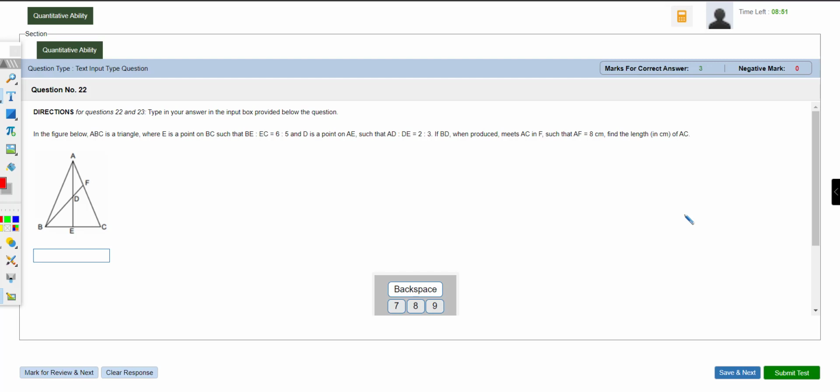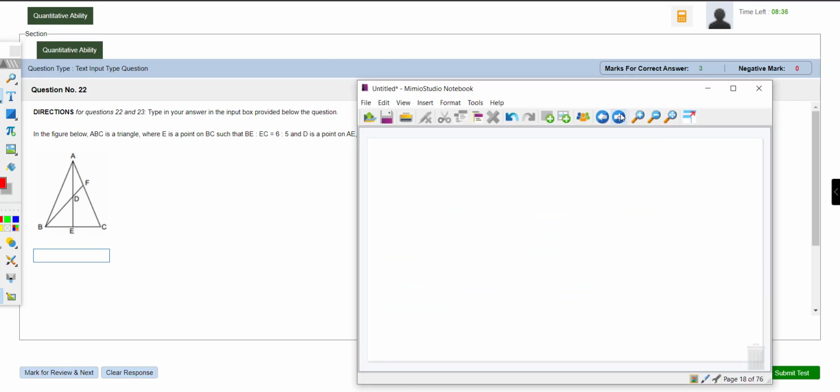After this, question number 22. In the given figure, ABC triangle, E is a point on BC such that BE is to AC is 6:5, AD is to DE is 2:3. Again, this is a very common type of question. So let's do this. We know the construction. We need to draw some parallel line in this type of question.